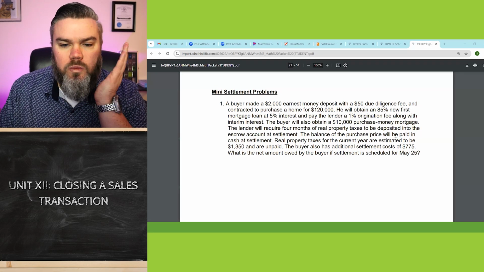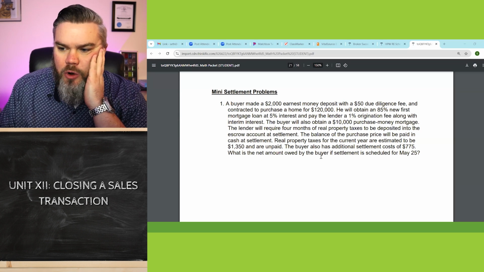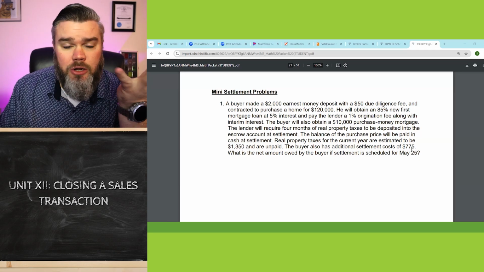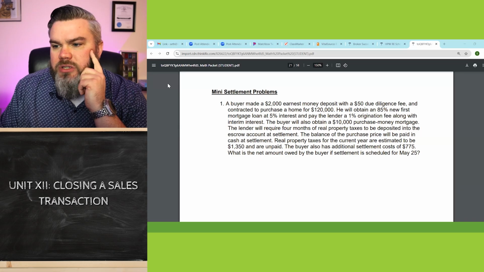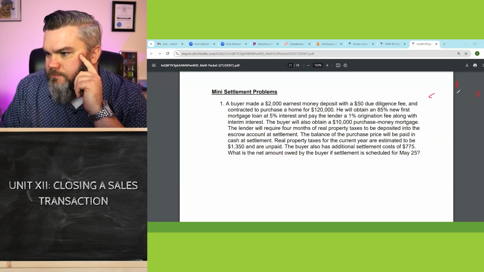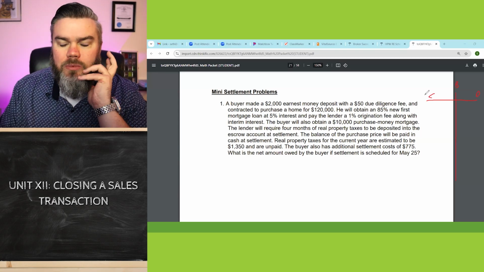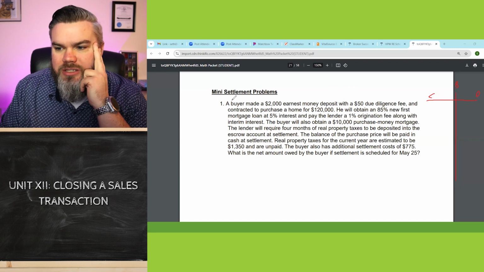So remember, once again, understand what the question's asking. What is the net amount owed by the buyer if settlement is scheduled for May 25th? Now, this one, the information is not super neat and clean. It's kind of jumbled around, so you've got to keep it straight. But what we are focusing on is, yet again, the buyer. And so, buyer credits and debits. I'm just going to go through the paragraph because I find it easier as opposed to jumping around, but I may jump around if I see fit.